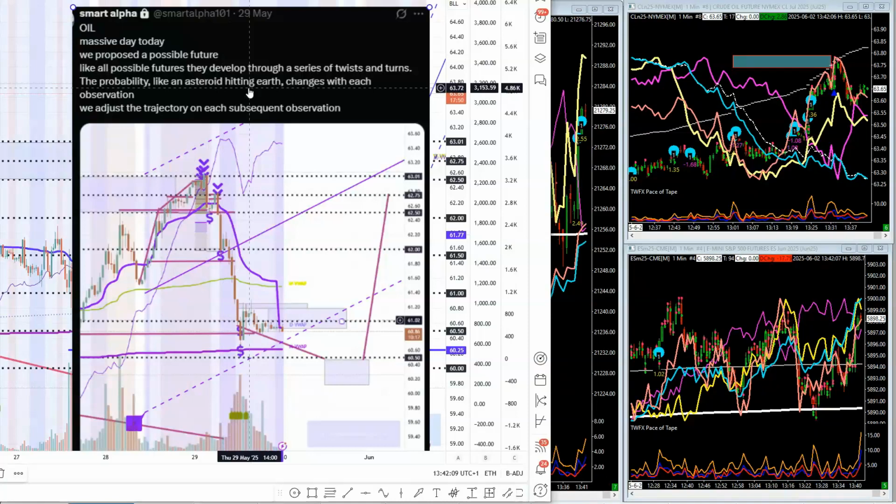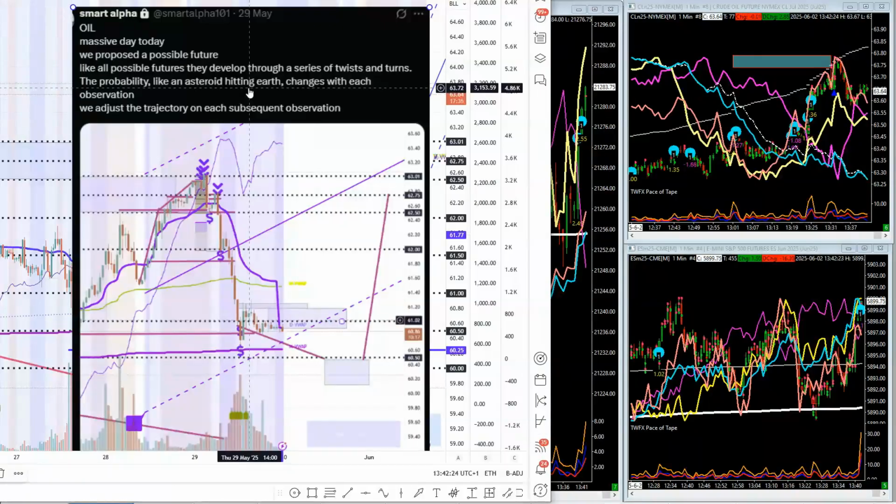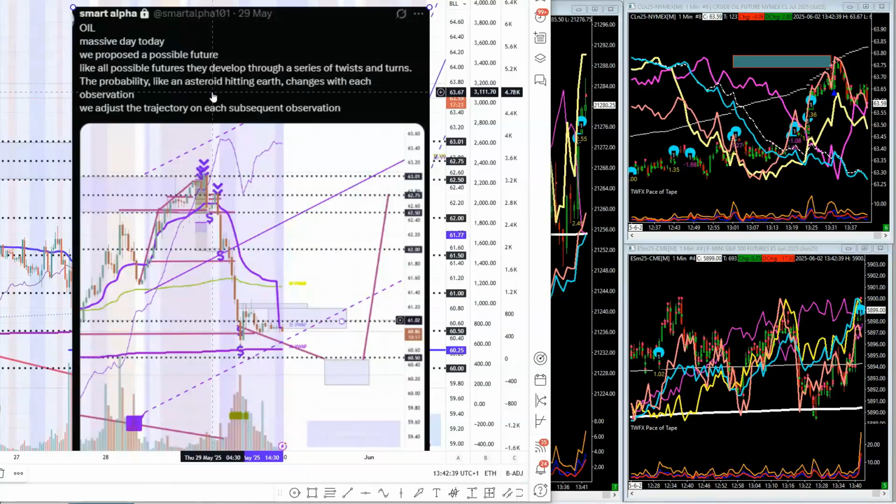Either the probability gets higher or the probability gets lower. Either the possible future turns into a very probable future, or the possible future drifts off into oblivion, into nothingness, into such a low probability event that we no longer register it as a realistic possibility. So this is an incredibly important concept to understand in real world institutional trading. So this trade actually got better.